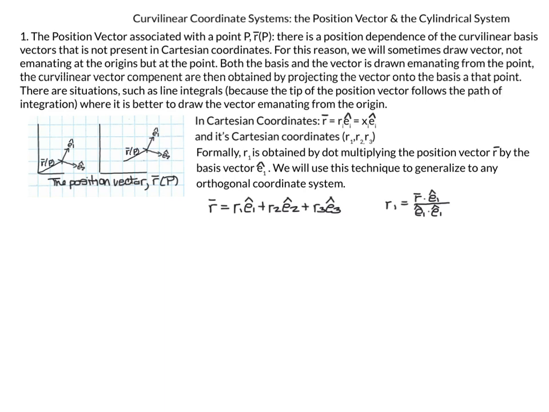I wanted to give you a quick example of this, so I cleared out some space. I wrote my vector r in terms of r1 times e1 plus the second coordinate times the second basis vector plus the third coordinate times the third basis vector. And then I wrote, after we had done the dot product of this whole thing with e1 to get r1, that was r dot e1 over e1 dot e1. So as I said, I wanted to give you a quick example.